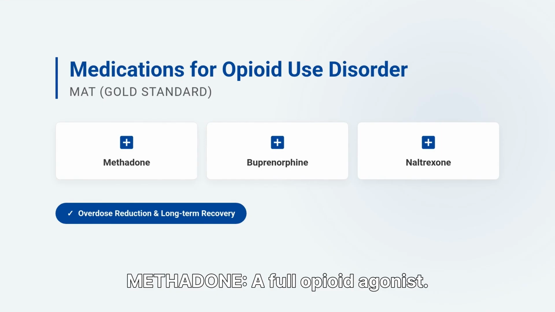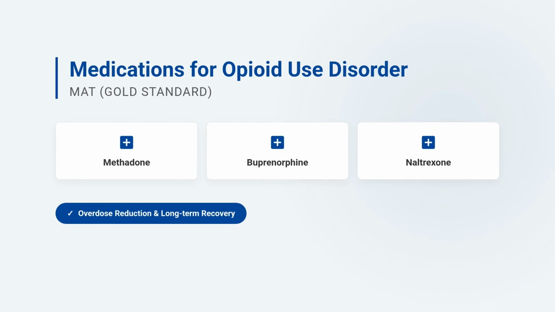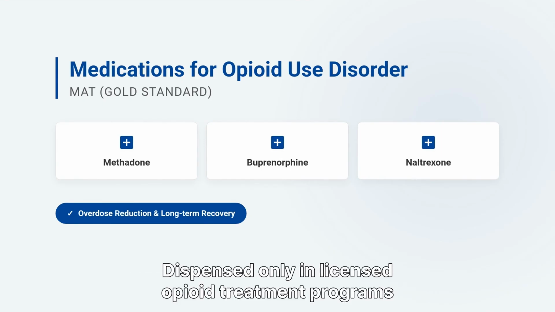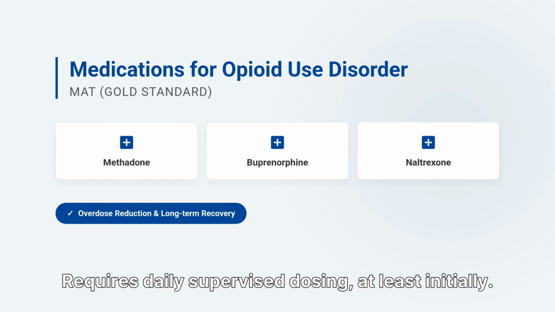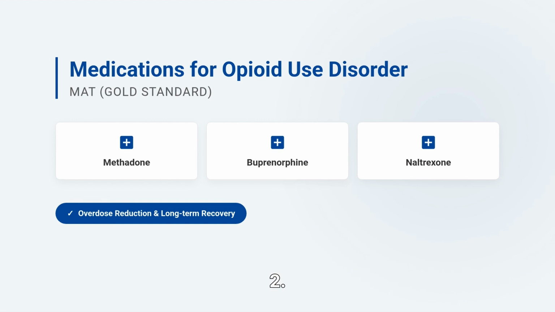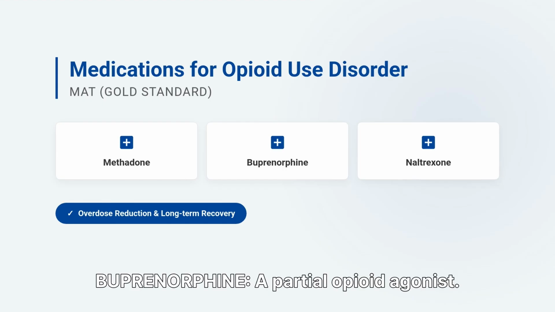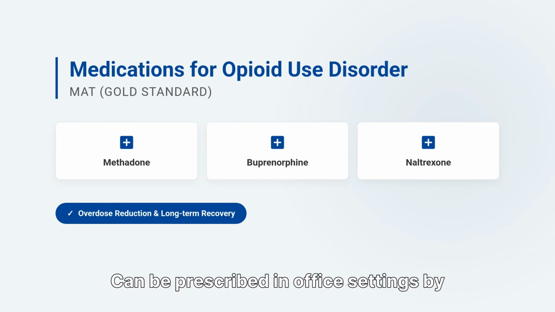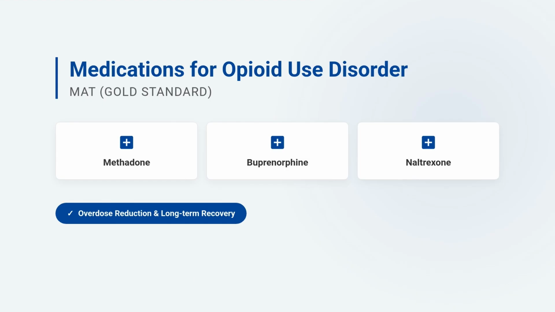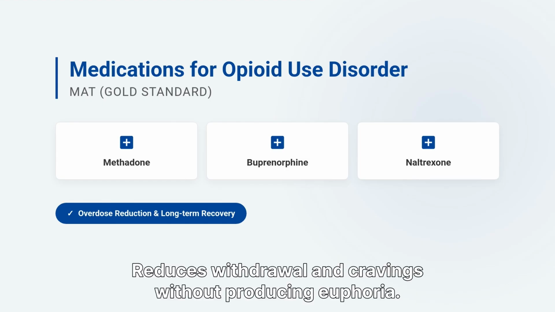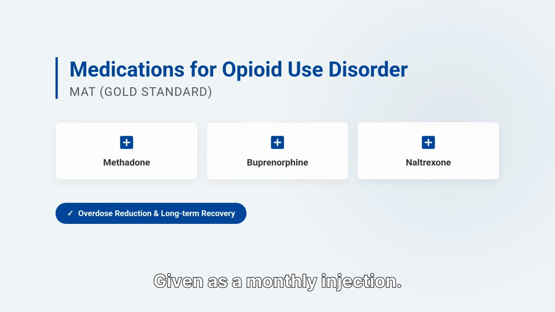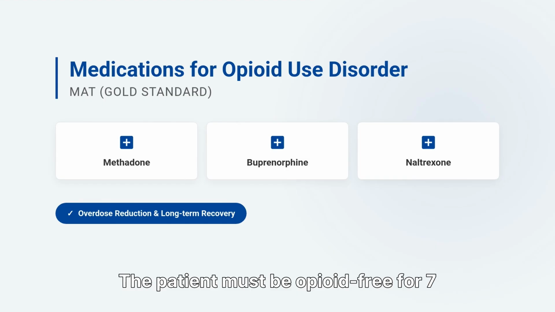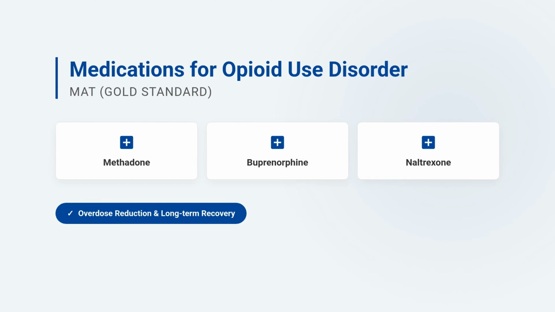1. Methadone, a full opioid agonist, dispensed only in licensed opioid treatment programs, OTPs, requires daily supervised dosing, at least initially. 2. Buprenorphine, a partial opioid agonist, can be prescribed in office settings by certified providers, reduces withdrawal and cravings without producing euphoria. Also used: naltrexone, an opioid antagonist, given as a monthly injection. The patient must be opioid-free for 7 to 10 days before starting.